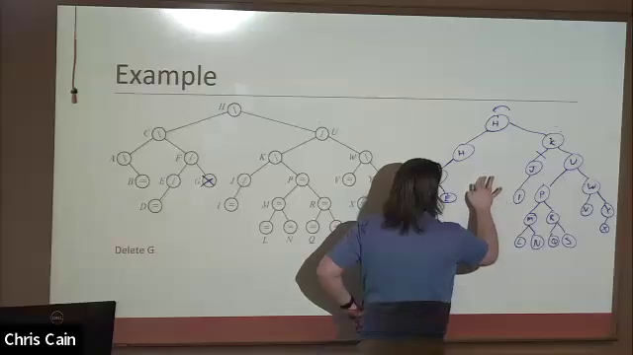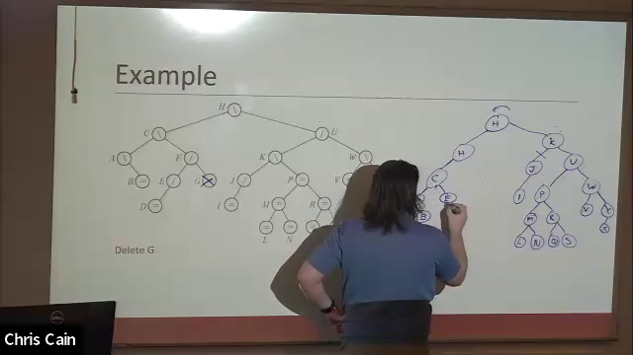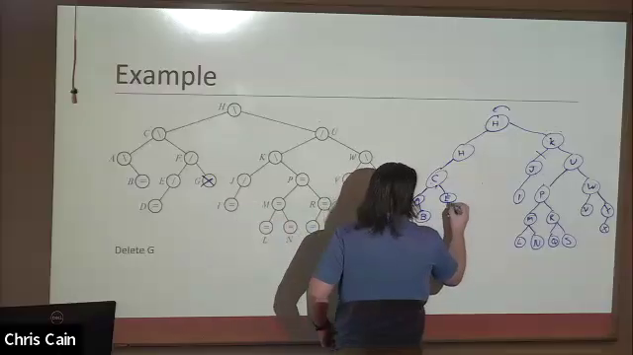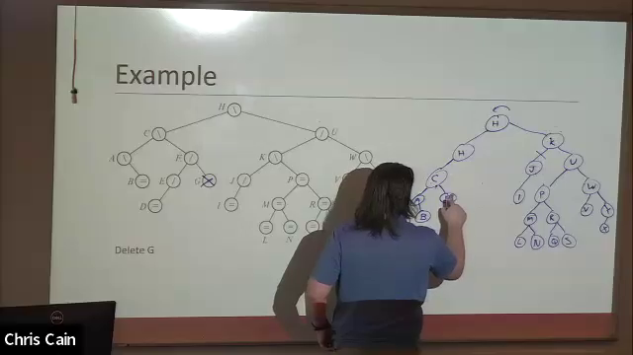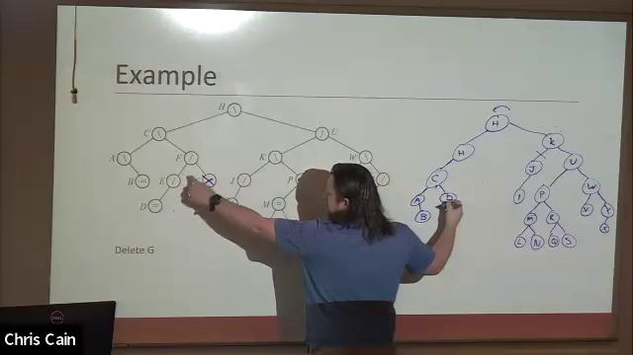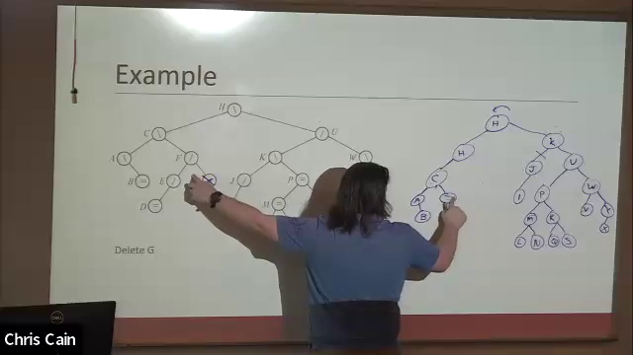F. How do we do this? It was E and F and G. How does it work? B is the left child of E. No, D is the left child, F is the right of E.